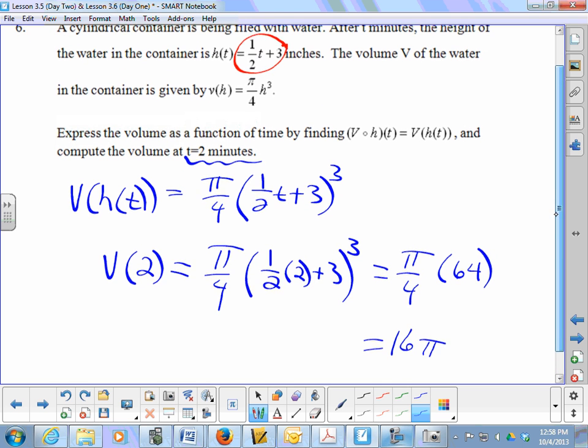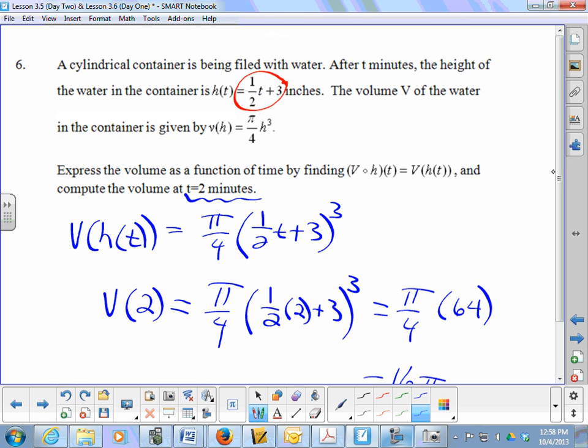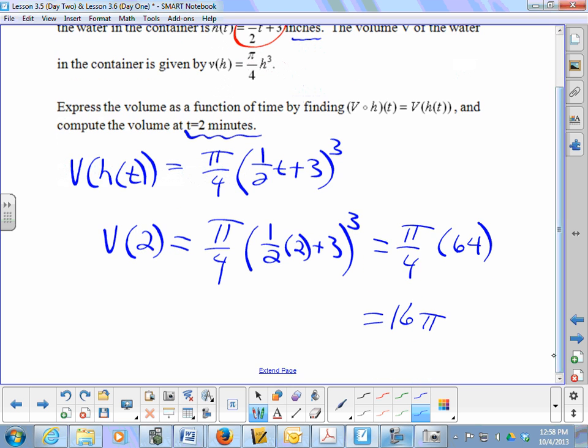And our units is in what? Minutes. Volume. We're finding volume, right? Volume is in, but we're not using inches. It is what kind of inches? Right, cubic inches.